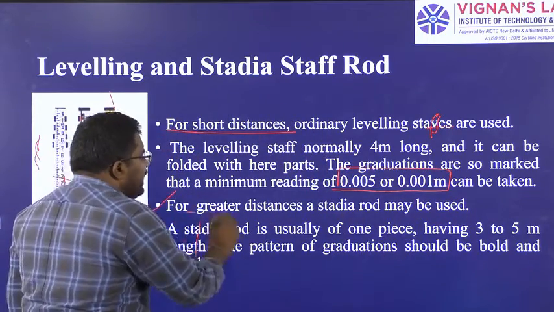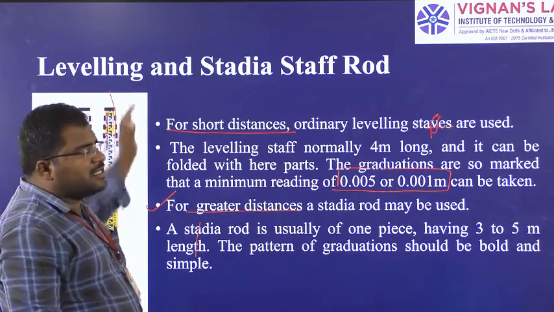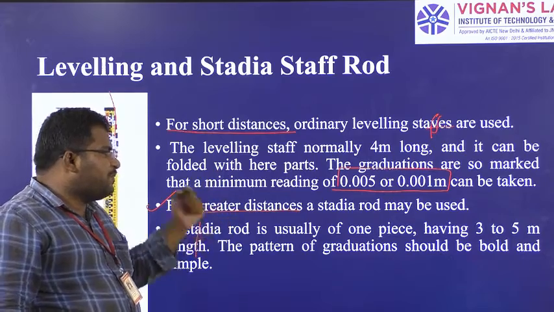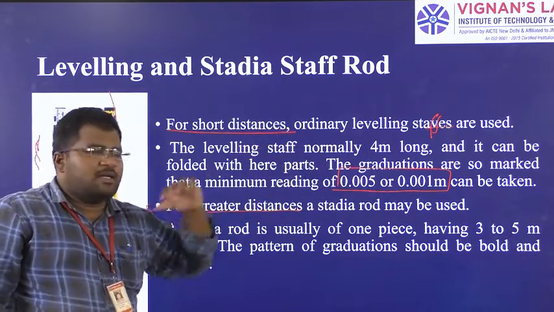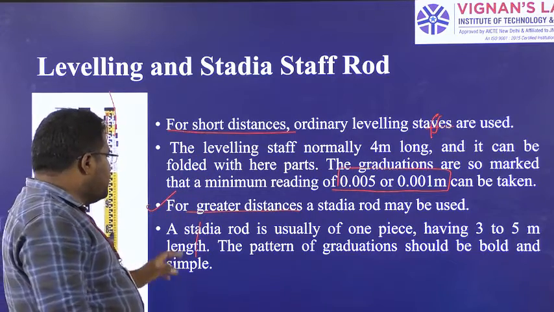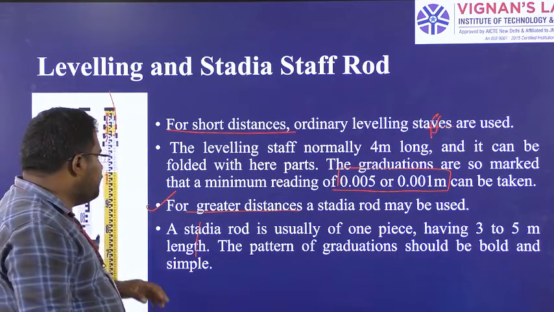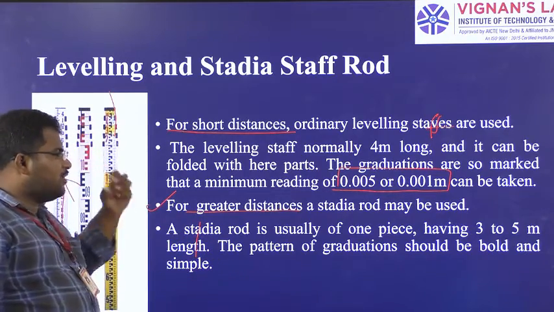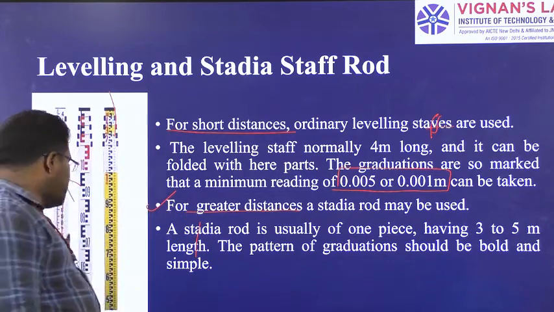Next, for greater distances we are going to use this kind of stadia rod. The stadia rod is usually one piece, having a length of 3 to 5 meters. It cannot be folded, it is a single piece. The pattern of graduation should be bold and simple. Bold means it has to be very thick, then only you can see it from a long distance.